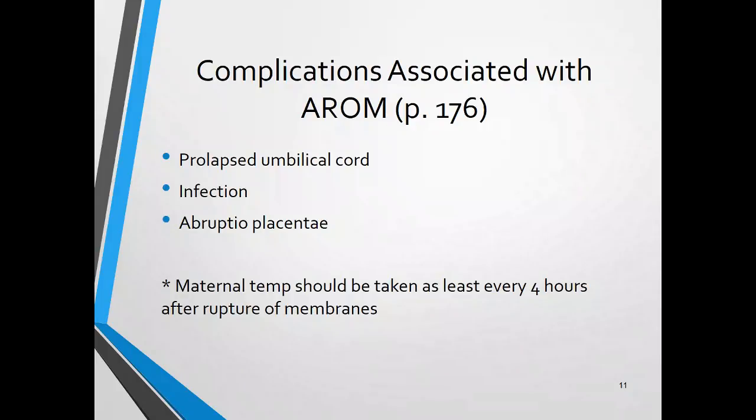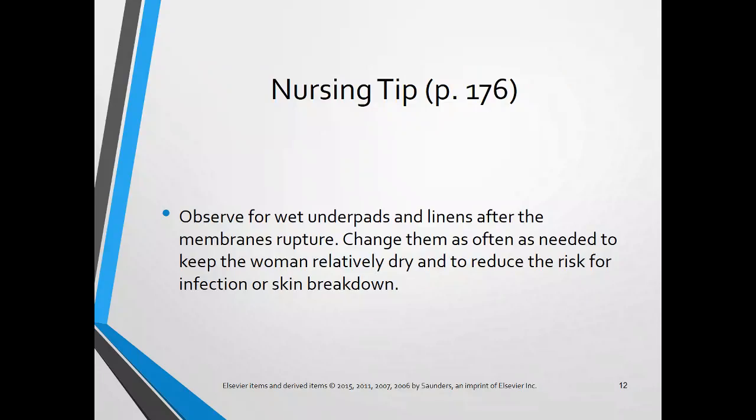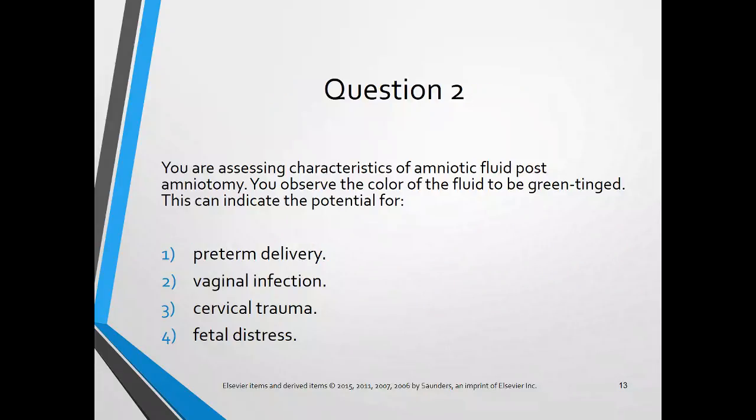Some complications, we've talked about this before. A prolapsed umbilical cord is one of them. Another one is infection. And then something that can occur as well, but is rare, is abruption. Because of the risk of infection, the maternal temp should be taken about every 4 hours after the rupture of membranes. You want to make sure that you are changing those pads for the woman when they're in bed, because it can get really uncomfortable for them, especially if they have a lot of fluid, and can lead to infection and skin breakdown.